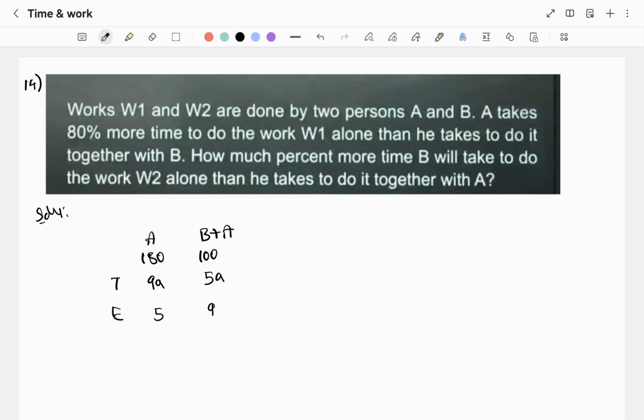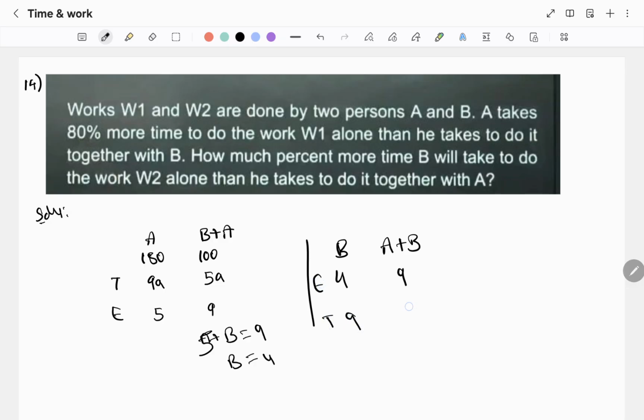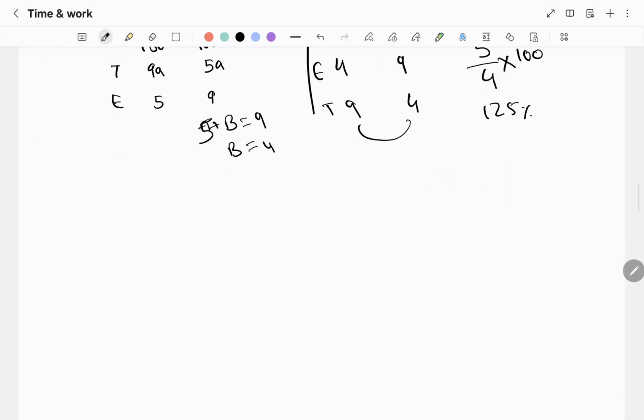Okay. Then this efficiency 9 is nothing but A plus B's. A's efficiency alone is 5. Then B is equal to 4. So they are asking about B. If B is 4, then A plus B is 9. B's efficiency is 4 and the time is 9 and 4. How much more percent is it taking? So 9 is more than 4 by 5, compared to 4, into 100. So 125 percent. Hope you understood this.